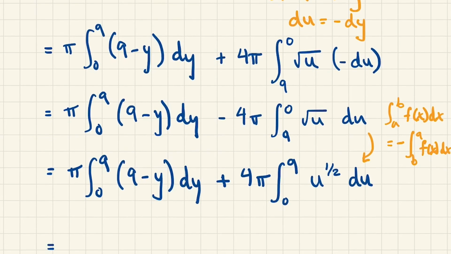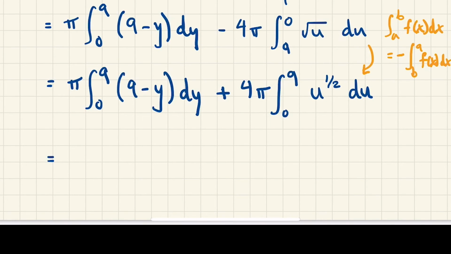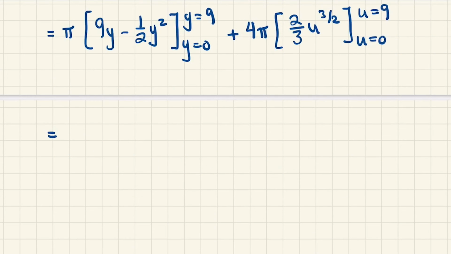Okay, I think we're ready just to integrate everything. You could have integrated the left a long time ago, but we're doing it now. So we have 9y minus 1/2 y squared. And the antiderivative of u to the 1/2 is 2/3 u to the 3/2. Okay, so we'll plug 9 in and then 0 in.